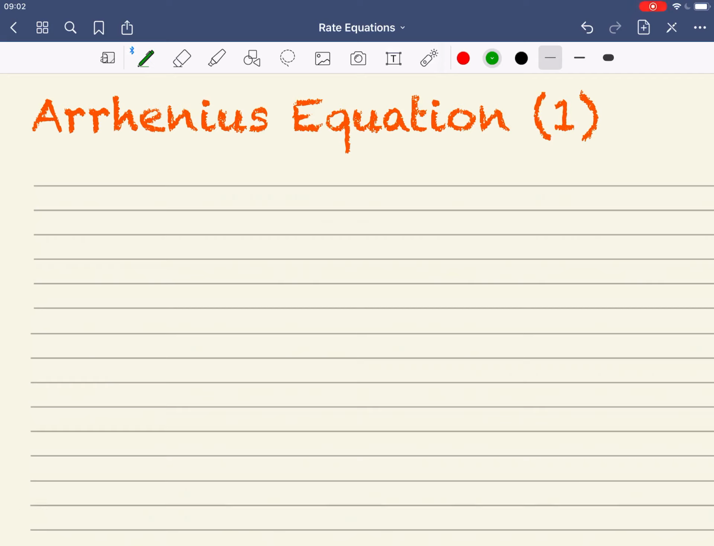Here we're going to have a look at the Arrhenius equation. I will say from the start that what I'll be mentioning in this video is probably a little bit above and beyond what you'll actually need for the exam, but it will hopefully help you understand what this equation is telling us in a little bit more depth.